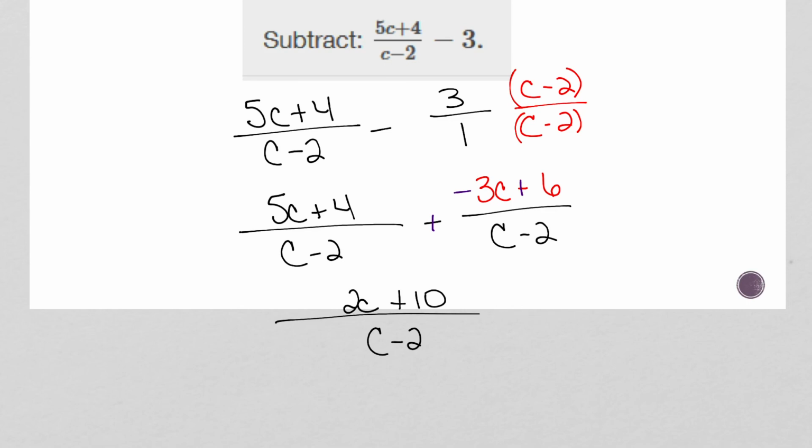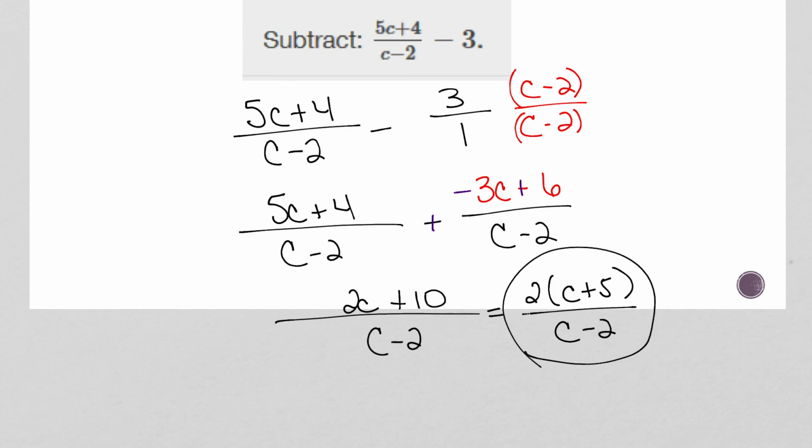Let's factor the numerator, see if that helps us. It doesn't. So this is it. This is as good as it gets here.